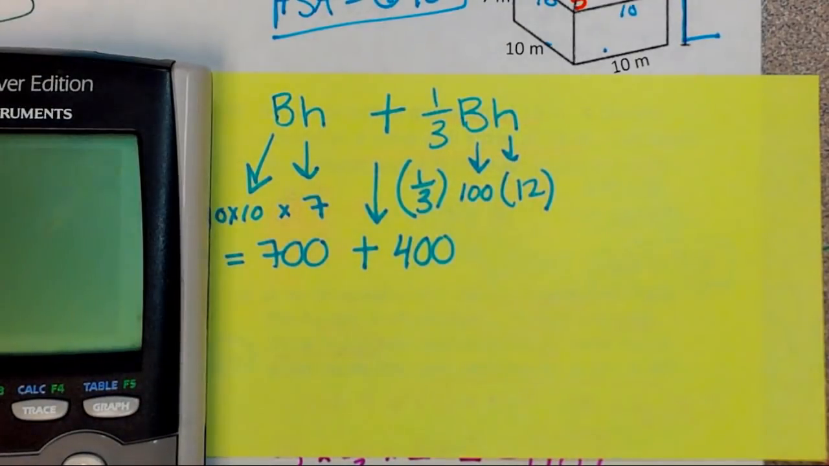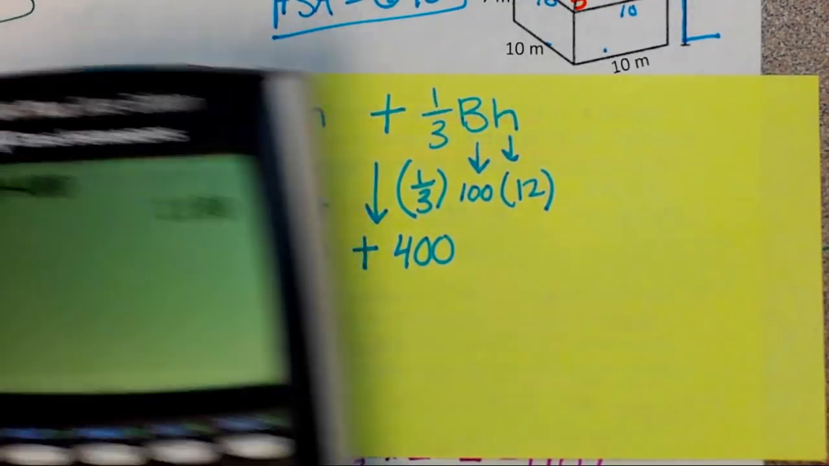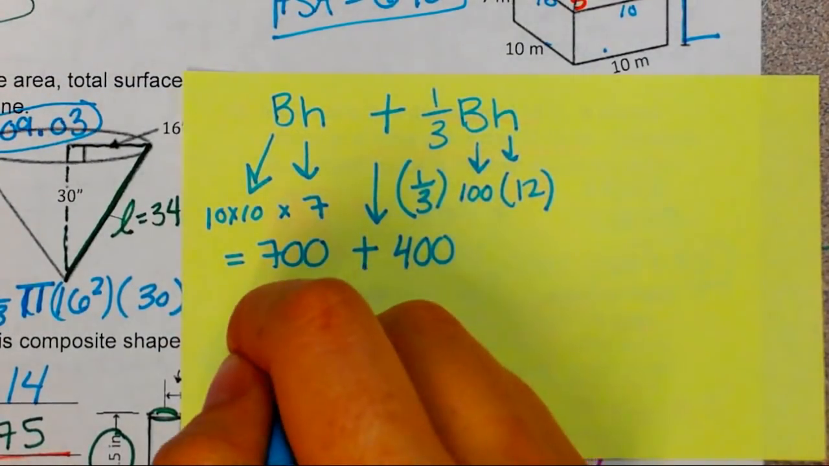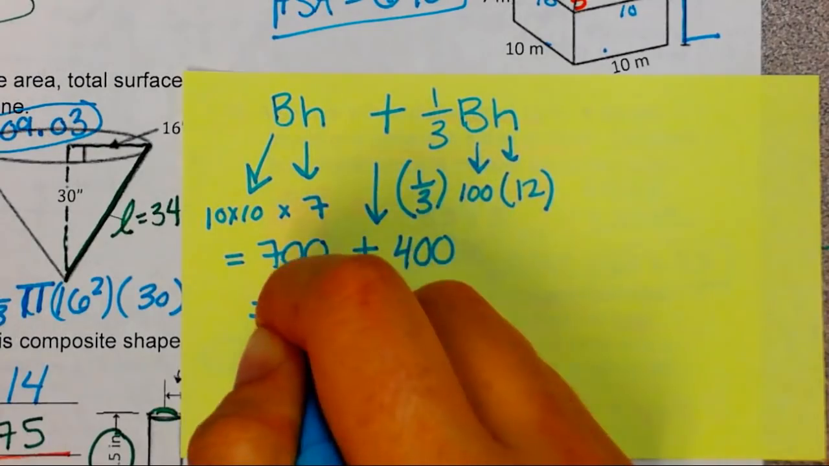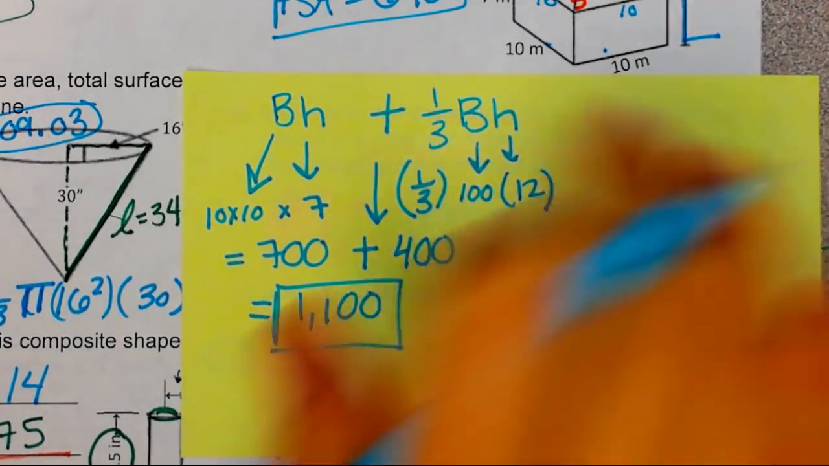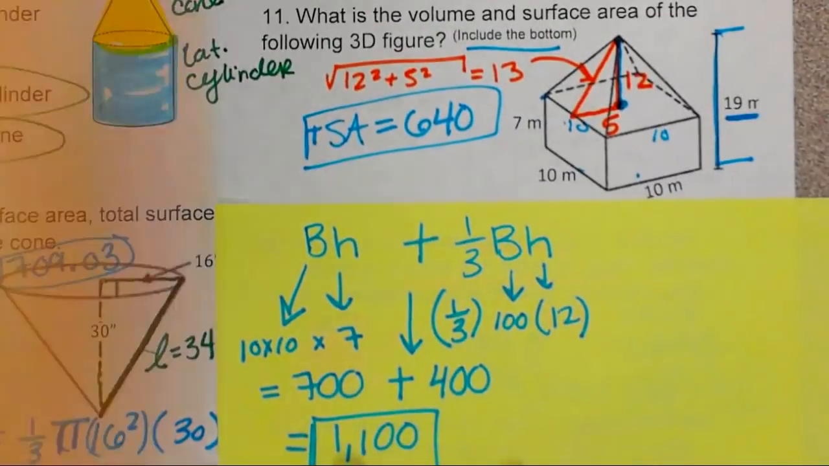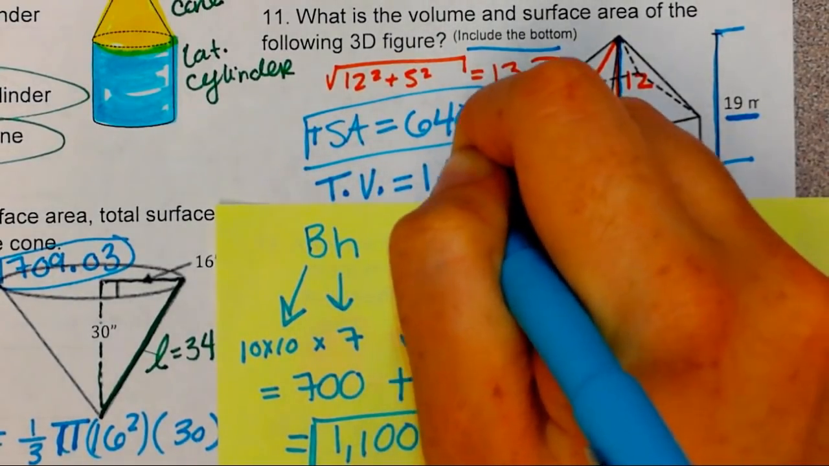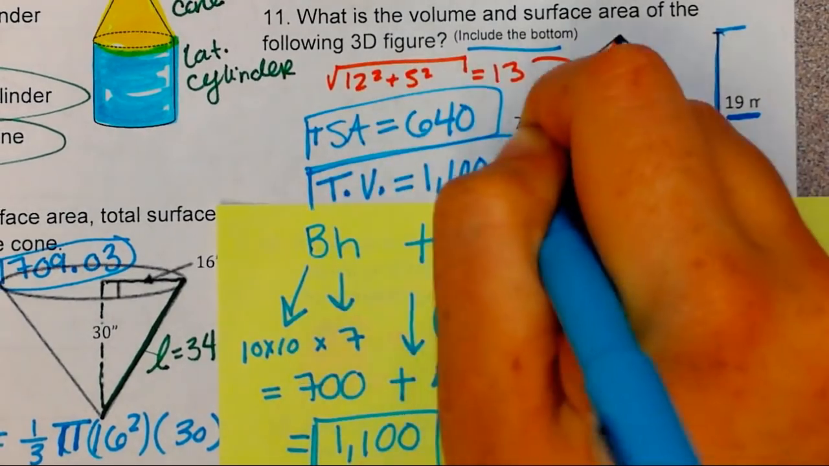So then 700 plus 400 gives us 1100 as our total volume. So I'll put TV for total volume is 1100.